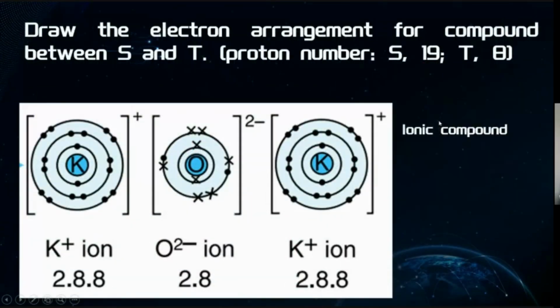Next is the electron arrangement for the compound between S and T. Let's say S has 19 protons or 19 electrons, so it's 2 8 8 1. T is 8, so it'll be 2 6. For this case, we know it is a metal with a non-metal, so it will form an ionic compound. So 2 8 8 1, to achieve octet electron arrangement, you will lose 1 electron to T. Once you lose 1 electron, it becomes 2 8 8, so positive 1.